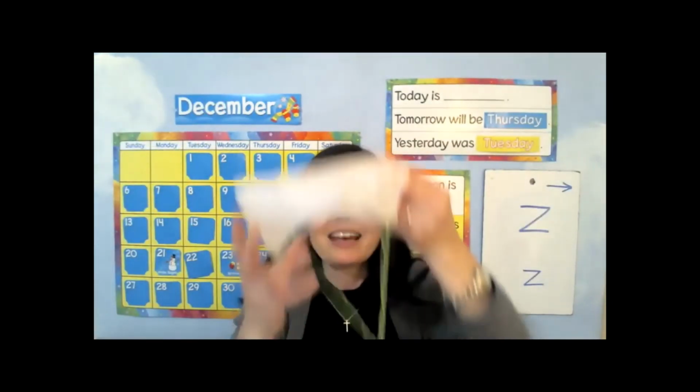Okay, so let's give a countdown and let's see if our parachute guy can float down. 3, 2, 1. Whoa, there he went. Let's try it one more time, okay? Count me down. 3, 2, 1. Ooh, that was so fun.